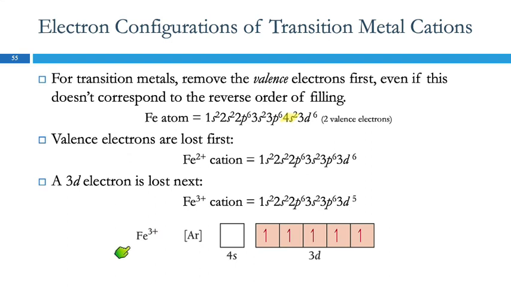So looking at the orbital diagram here, we see that this room is actually completely empty, and this 3d room is half full. And that's not the order in which it filled up, because this room is cheaper to stay in than the 3d room, and so the electrons go in there first, and then they fill in here.